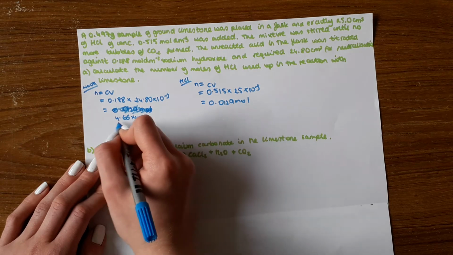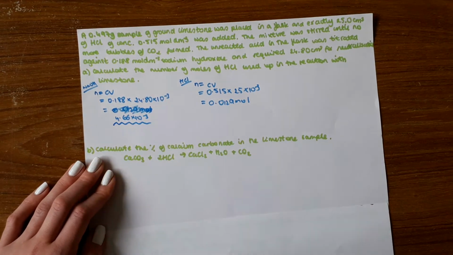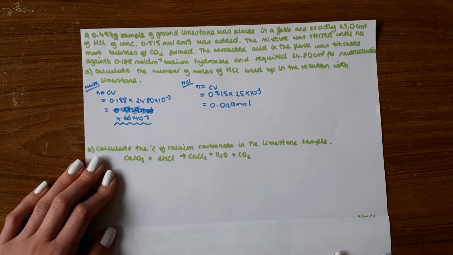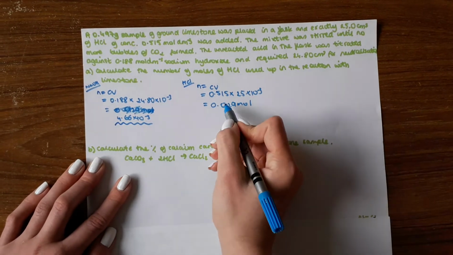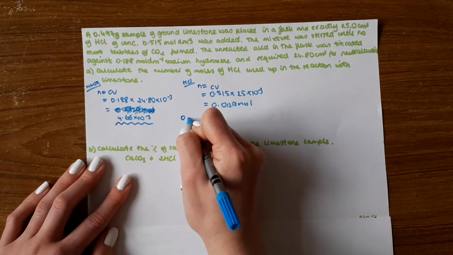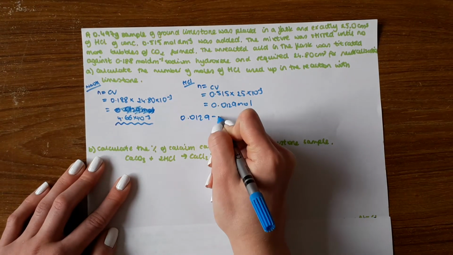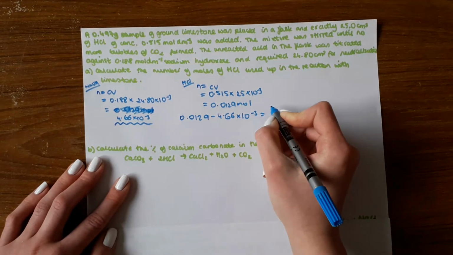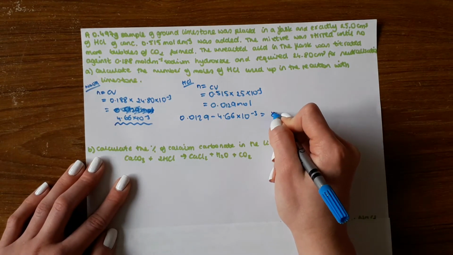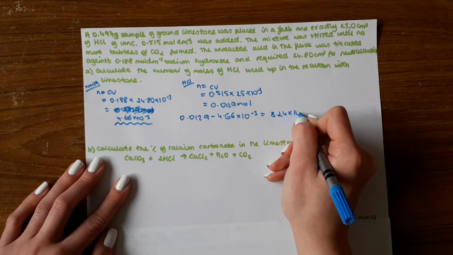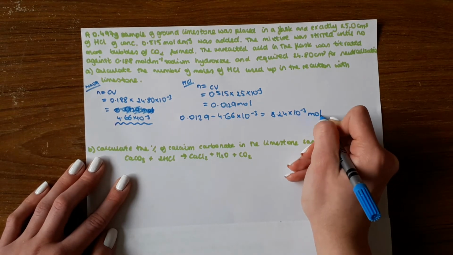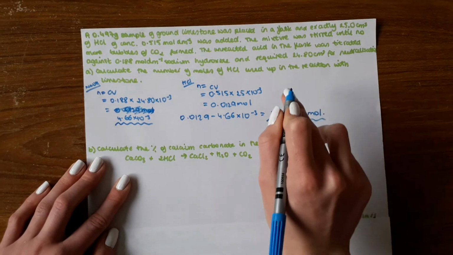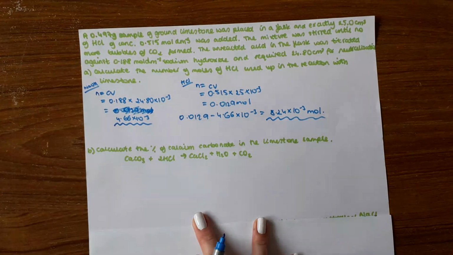So this means that amount of hydrogen chloride was left after the reaction with limestone. This was at the beginning, this is what was left. So what you've got to do is take this away from what was at the beginning. And this gives you 8.24 times 10 to the minus 3 moles. This is the amount that was used with limestone.